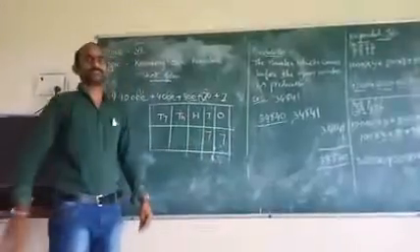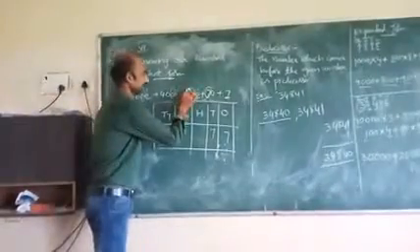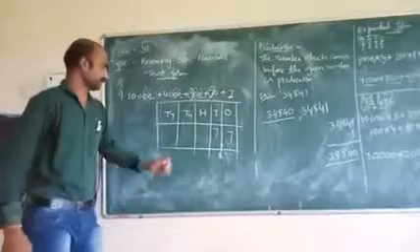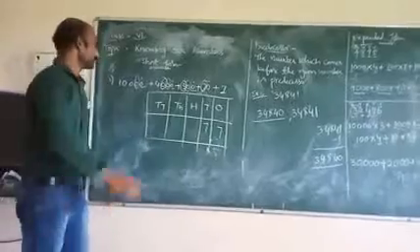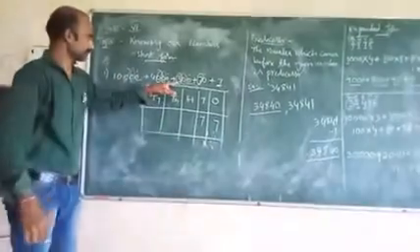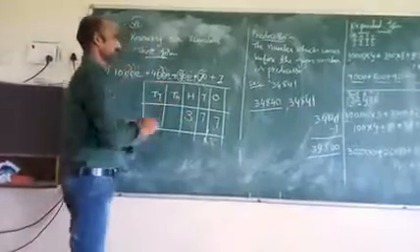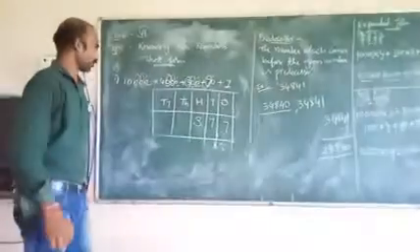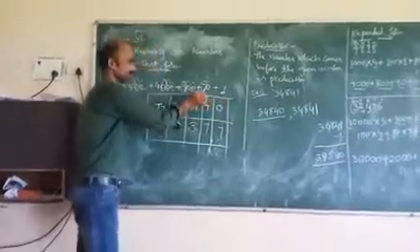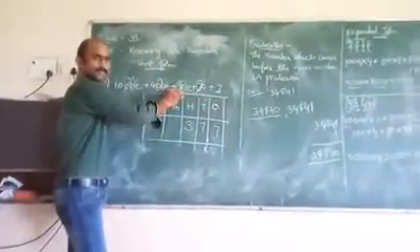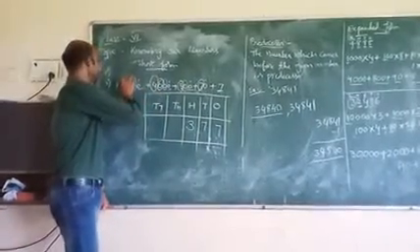The tens digit is 7. Now coming to the hundreds digit. What is the hundreds digit here? 3. Here 0. Here 0. Here 0. So 3 plus 0 plus 0 is 3. Hundreds digit is over. Now going to the thousands digit. Is there any thousands digit here? No. Here? No. Here? No. Here the thousands digit is 4. Here the thousands digit is 0.